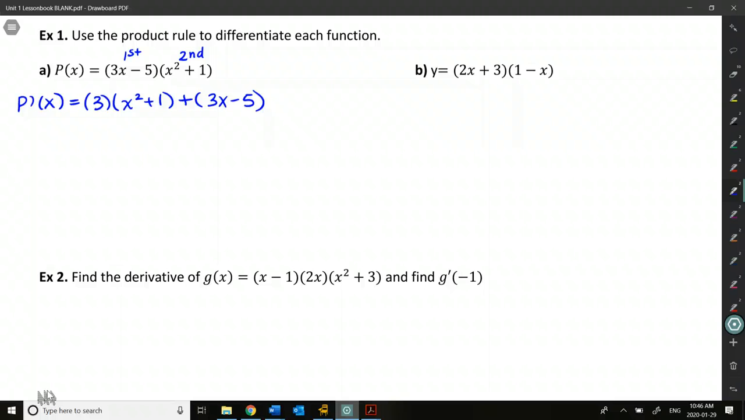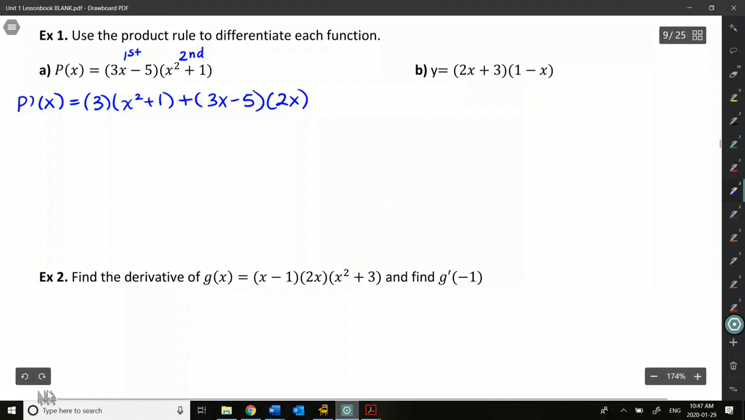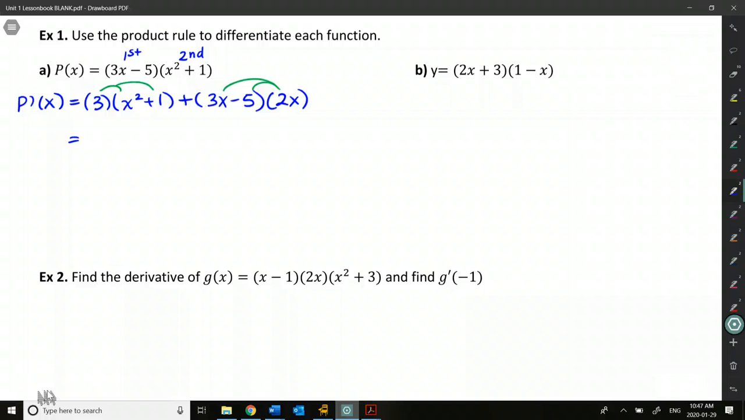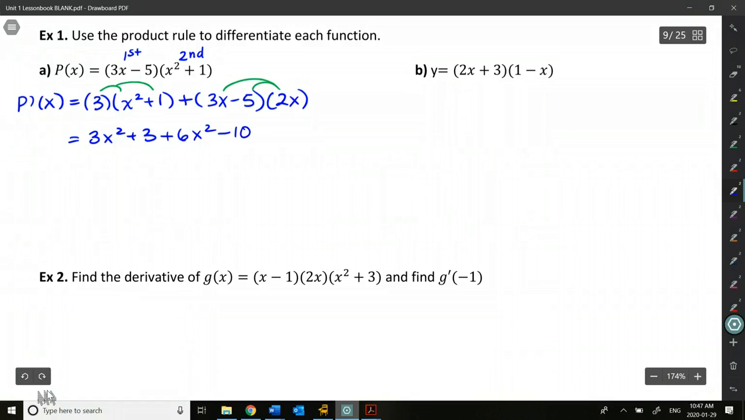What's the derivative of x squared plus 1? 2x. Okay? And then to get this into simplified form, we're just going to expand and simplify. So I'm going to bring the 3 in, bring the 2x in, and then we'll gather like terms. Okay? So everything beyond this is not calculus stuff. It's just simplifying stuff. Okay, and then you're just going to simplify. And that's our derivative.